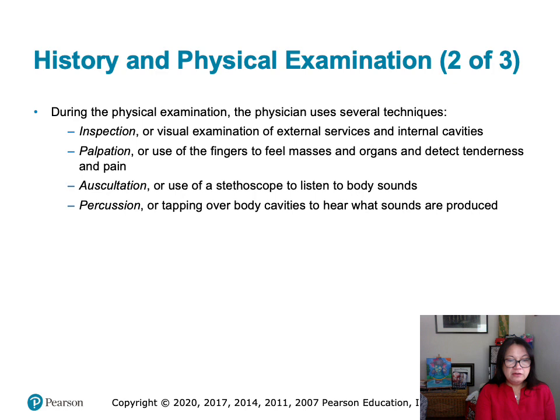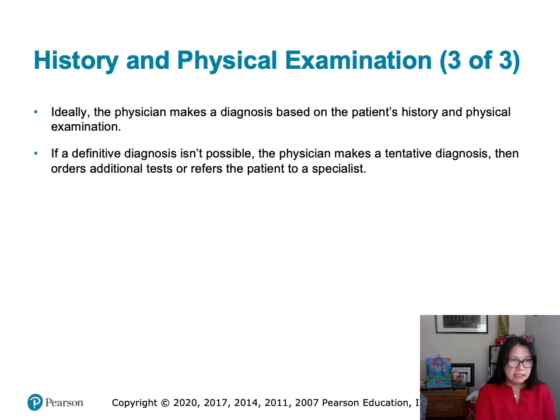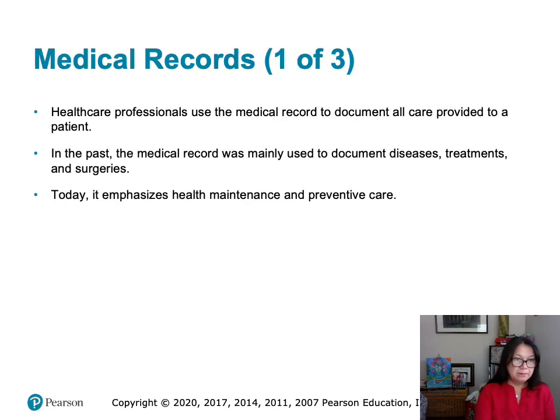Percussion is using the finger of one hand to tap on the finger of the other hand that is spread over a body cavity, then listening to the sound that is produced. Ideally, based on the patient's history and the results of the physical exam, the physician can rule out most diseases and make a diagnosis that identifies the nature and cause of the disease. If it isn't possible to make a diagnosis, the physician makes a tentative or working diagnosis, then orders labs and diagnostic procedures or refers the patient to a specialist for a more detailed evaluation.